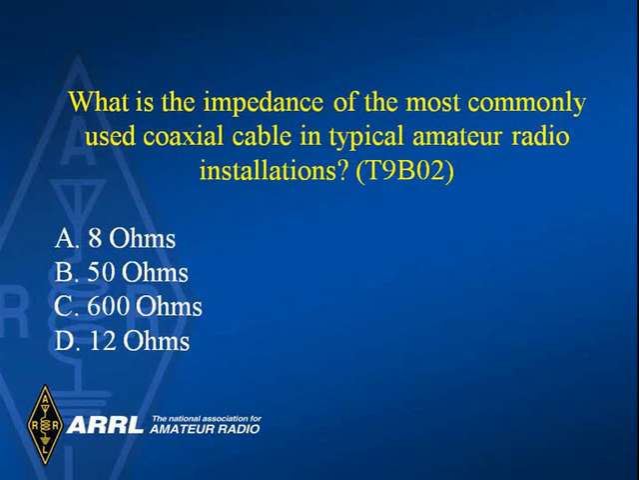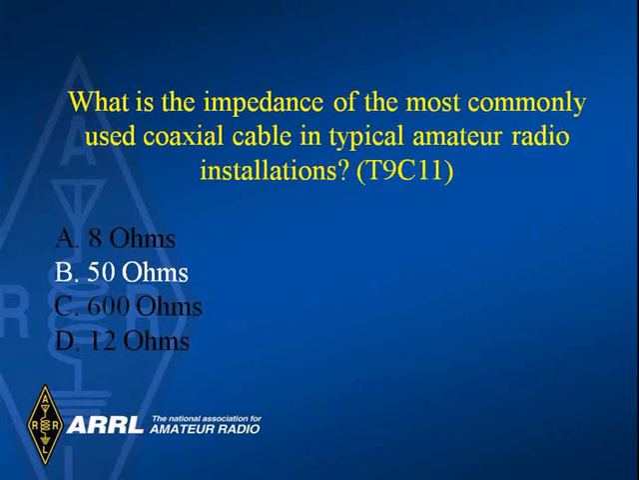What is the impedance of the most commonly used coax cable in typical amateur radio installations? The answer is B, 50 ohms.